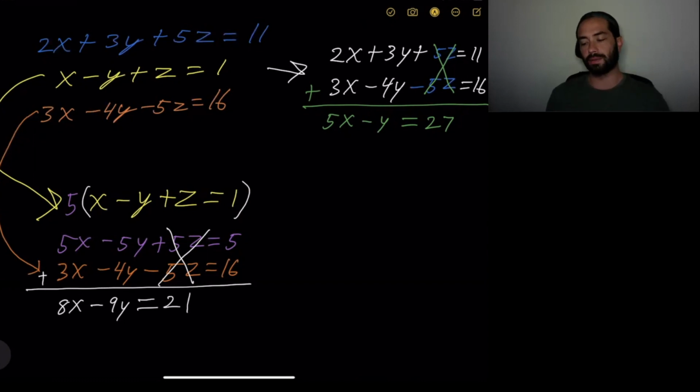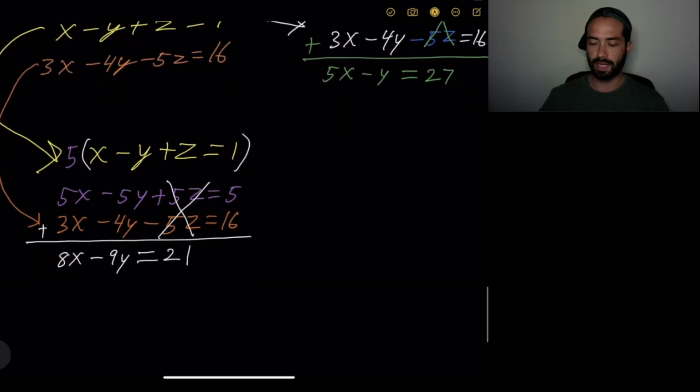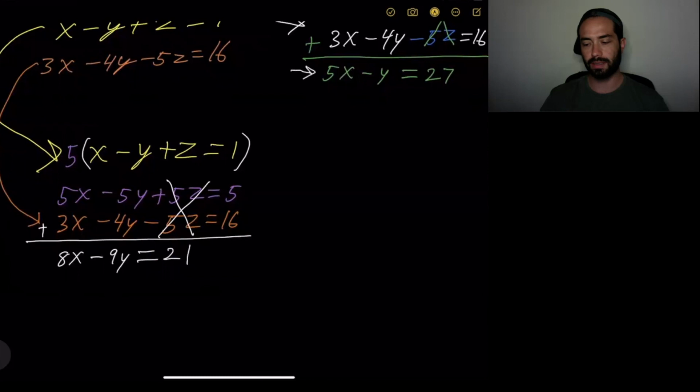Okay, so what I want you all to notice now is that we have this equation right here in green, and we have this equation right here in white. They both have x and y. So because they both have x and y, we can now combine them.